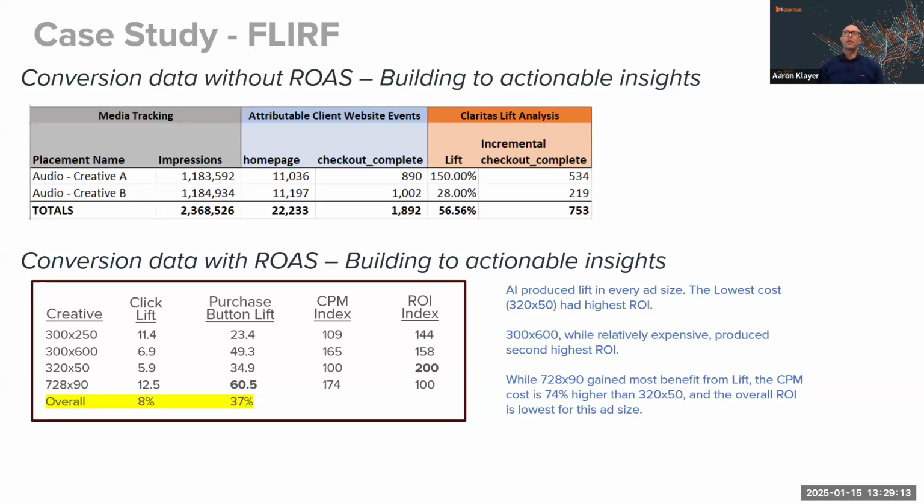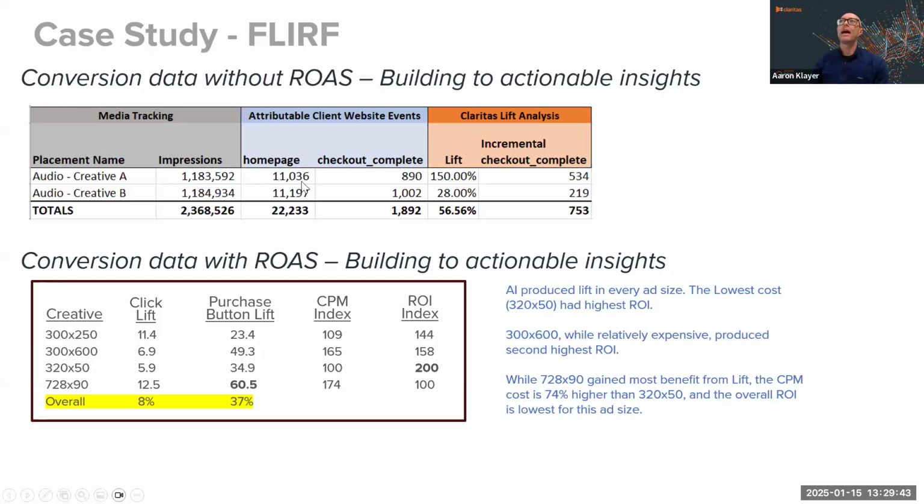So let's walk through an example, building to the marginal return analysis, to see what conversion results look like without return on ad spend, with return on ad spend, and then how we go even beyond that. So in this example, if you look at the table at the top, this is a simple creative A versus creative B analysis. So we can see the number of impressions served to each was roughly the same.